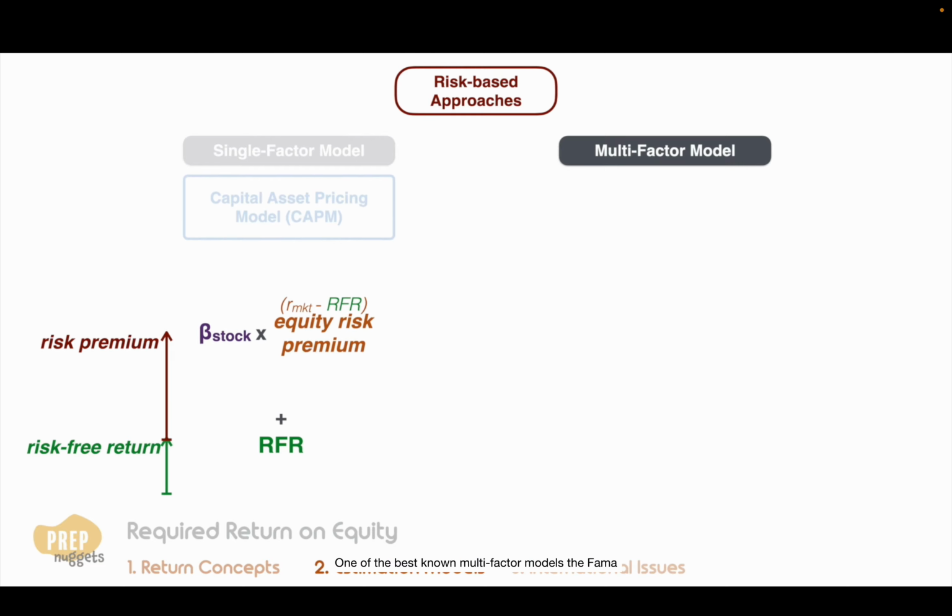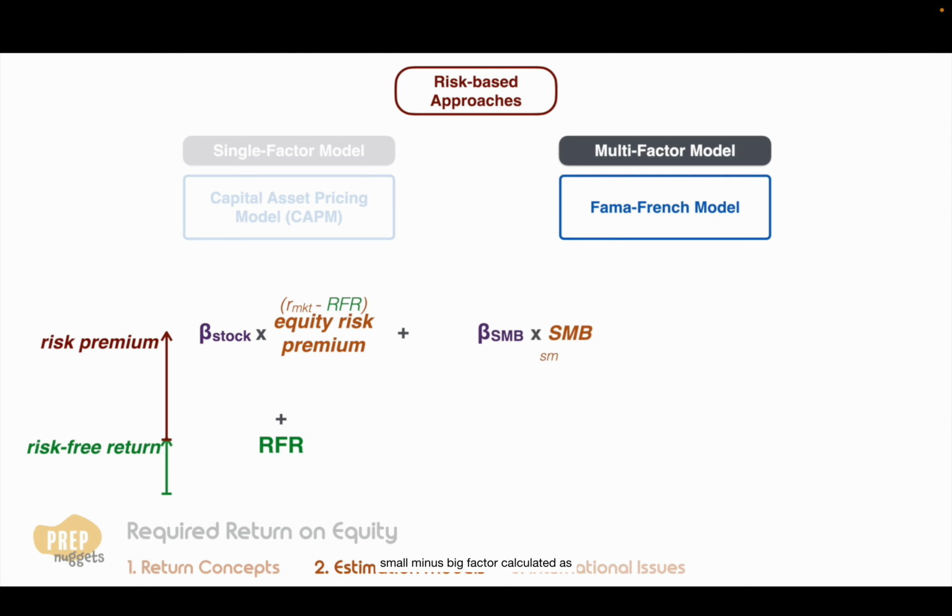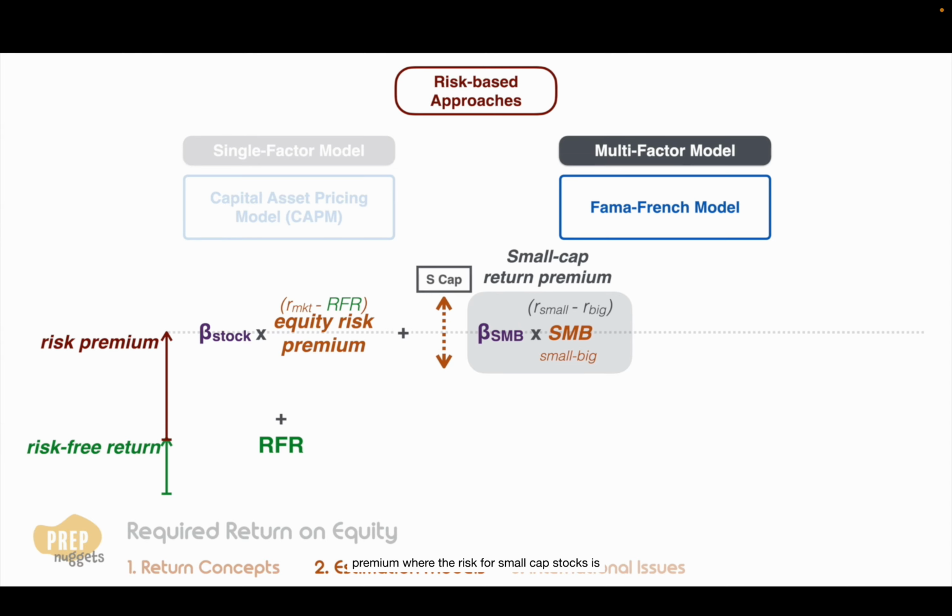One of the best-known multi-factor models, the Fama-French model, expands upon the CAPM with two additional factors. The SMB, or small minus big factor, calculated as the average return on small cap portfolios minus the average return on large cap portfolios. This factor is to adjust for the small cap return premium, where the risk for small cap stocks is higher than the risk for large cap stocks.